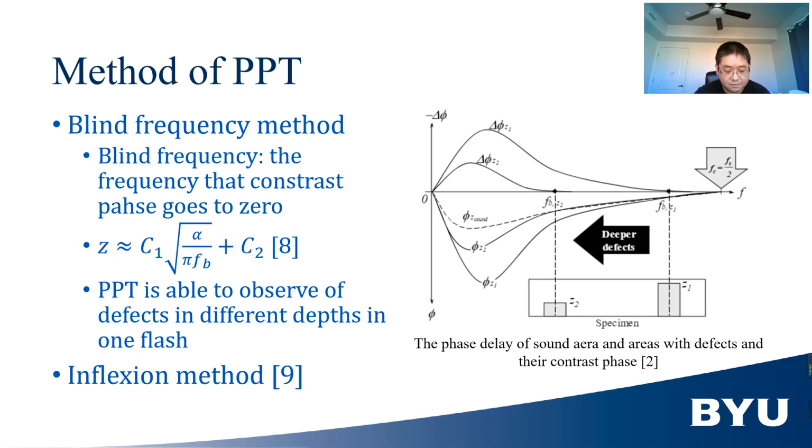And another method is the inflection method. The inflection method uses a peak point to study, that is a function of alpha and frequency f. Basically, it's like the characteristic time method.